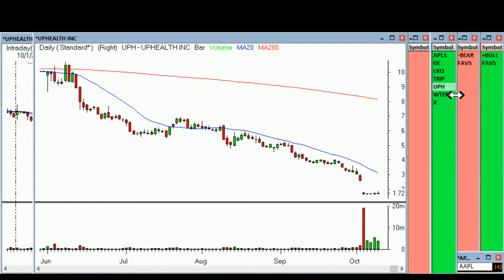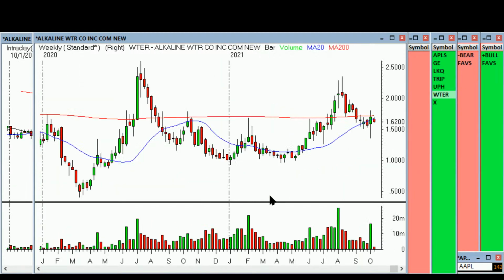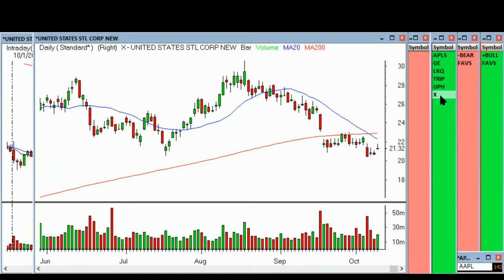Water didn't trigger. This was supposed to be a weekly buy setup. It is a weekly buy setup, but didn't trigger, and now it's coming back in, so this will be cancelled for tomorrow. And then X went higher. All the metals went higher: aluminum, steel, copper, whatever. All the gold didn't go higher though. And the commodity stocks went higher. This one went higher, so that didn't trigger, and that's it.